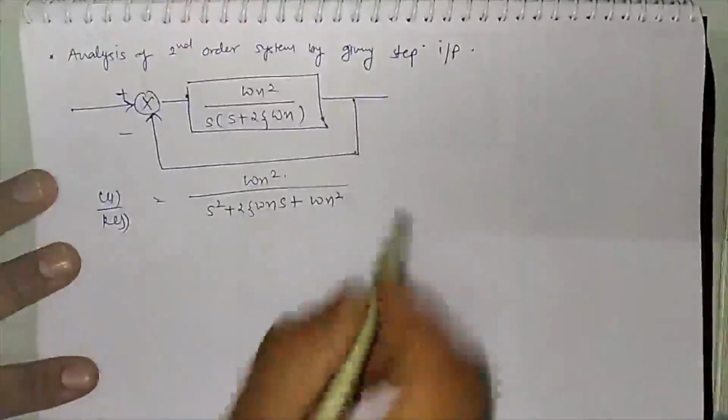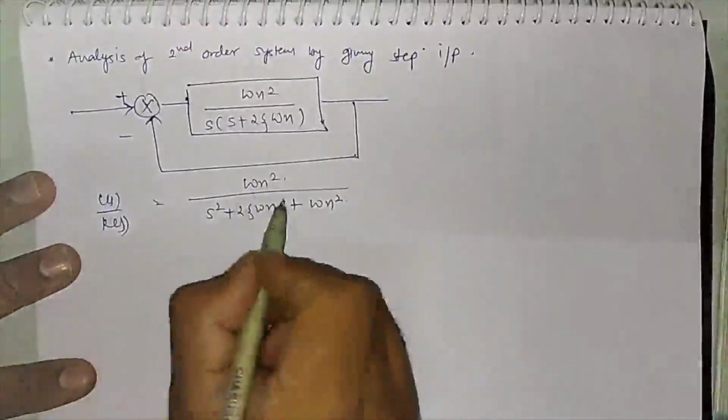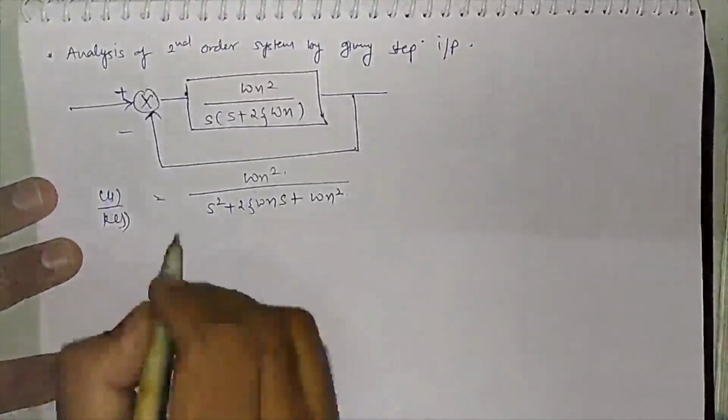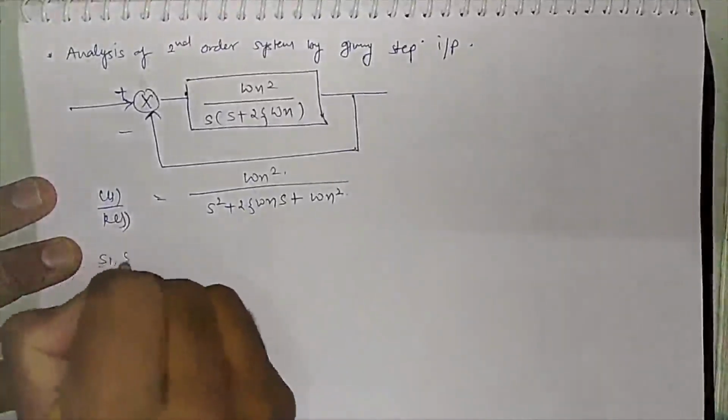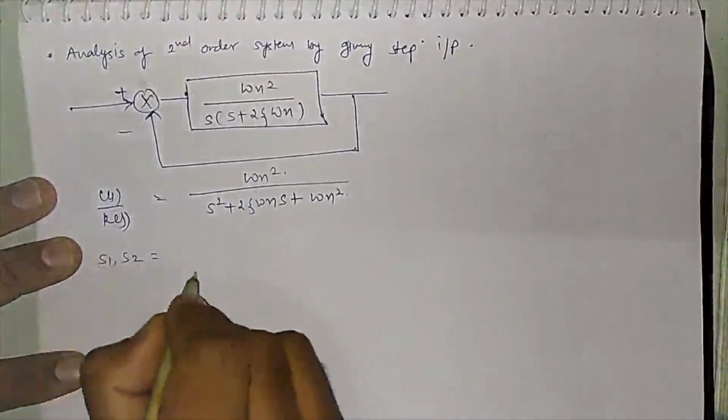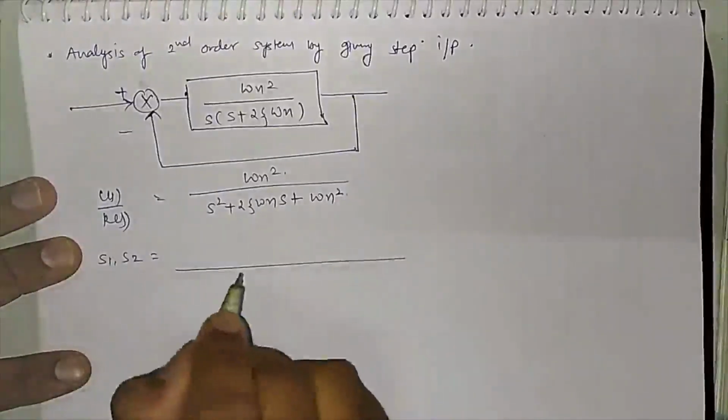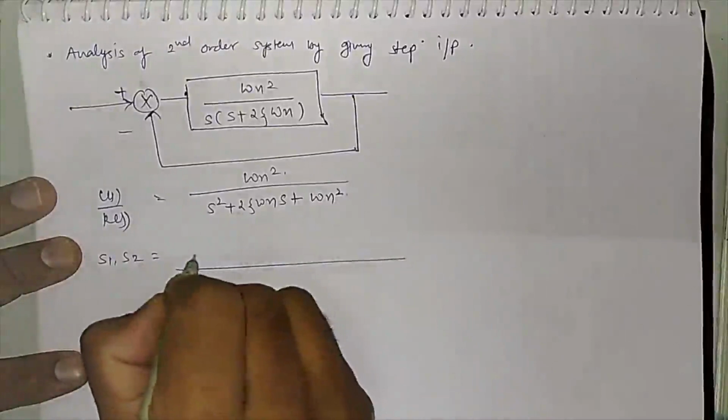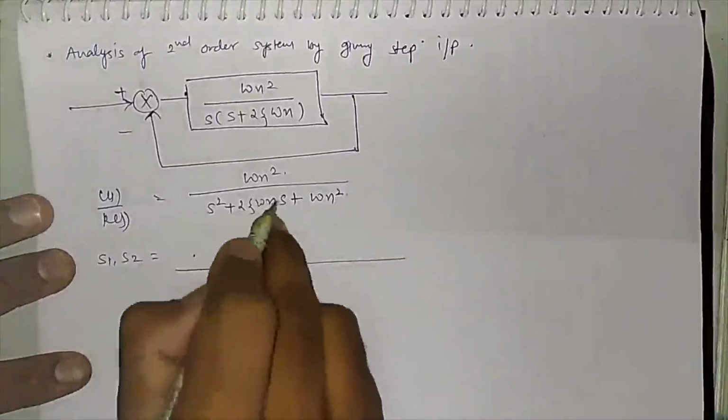Okay, C(s) upon R(s) will be looking like this. So this is your standard form of your second order equation. Now I want to find out the roots of this equation. So it will be minus b plus or minus root delta upon 2 into a. So minus b, I want to find out over here.